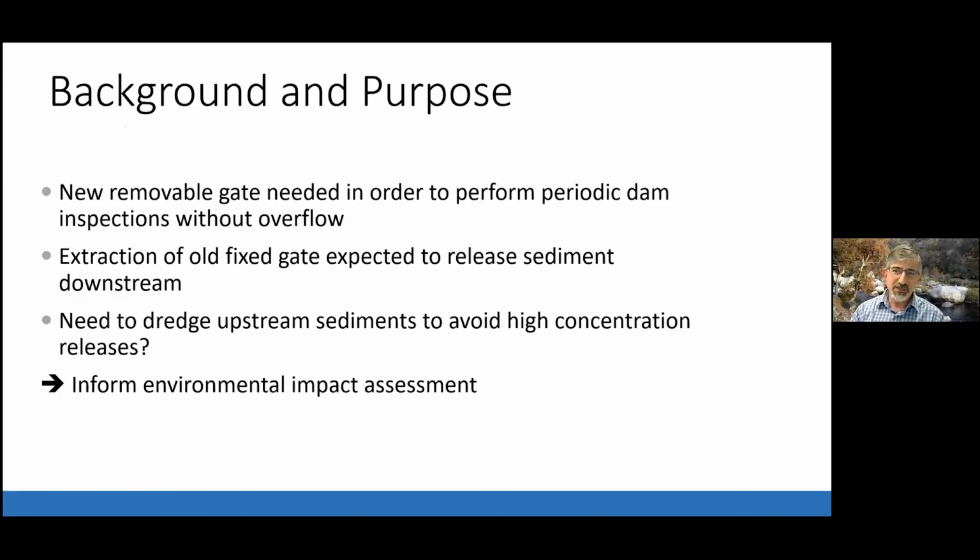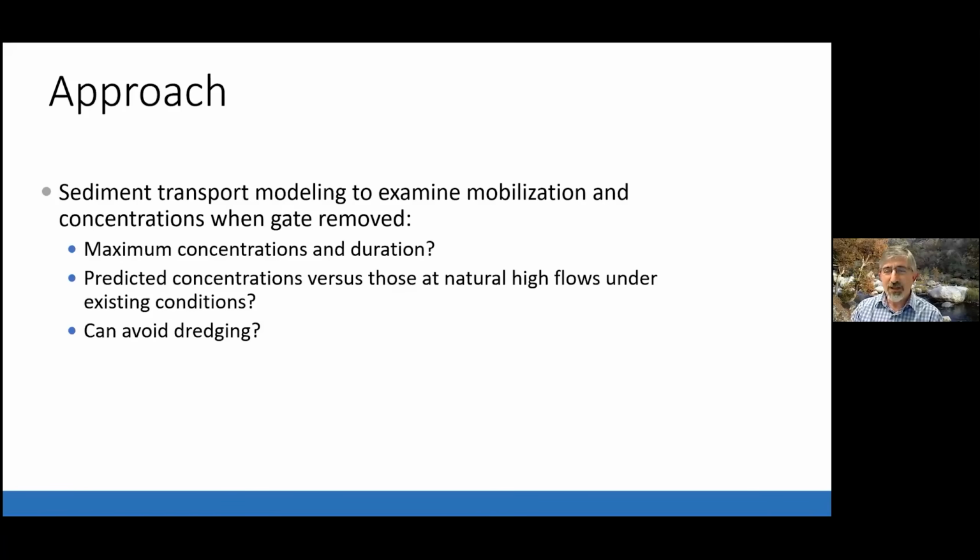And so one of the things that TVA had to do was to replace the gate that was there. And the big question was, what was going to happen with the impounded sediment when they removed that gate? Was it going to cause a high concentration flow to go downstream or not? They had to know this in order to do their environmental permitting ahead of time. And so they were kind of worried about several things.